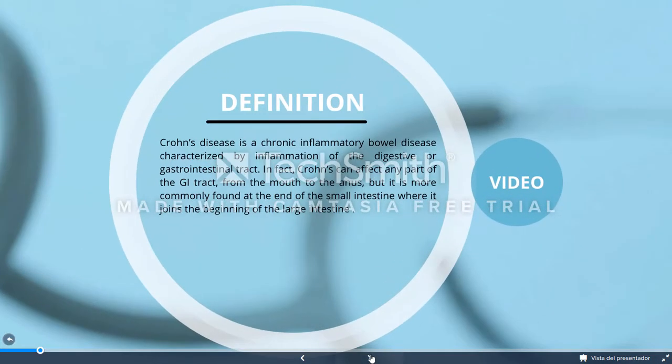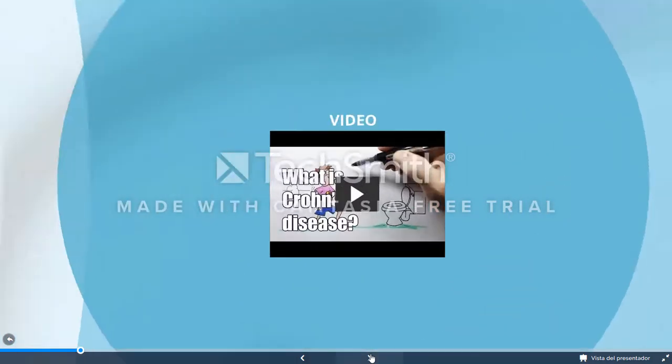Definition: Crohn's disease is a chronic inflammatory bowel disease characterized by inflammation of the digestive or gastrointestinal tract. In fact, Crohn's can affect any part of the gastrointestinal tract, from the mouth to the anus, but it is more commonly found at the end of the small intestine, where it joins the beginning of the large intestine.